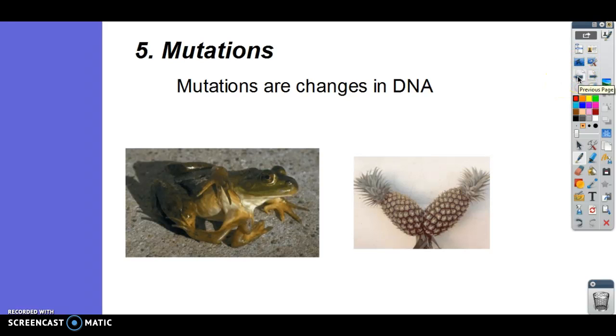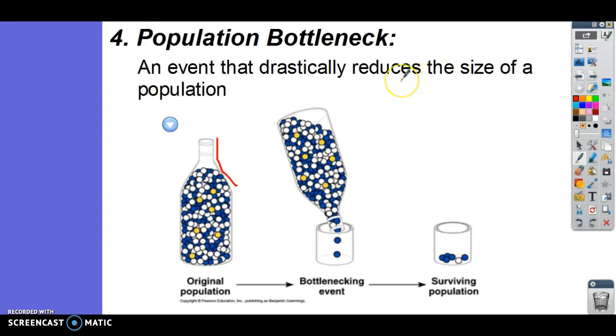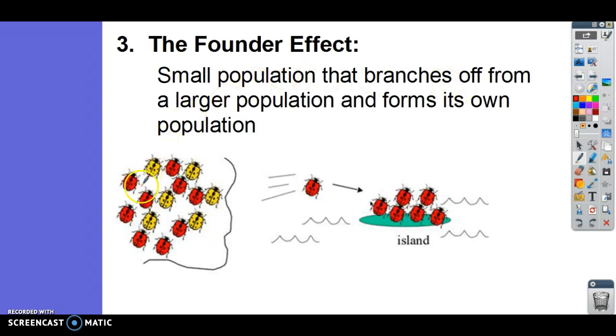But just to recap, five ways that we can cause microevolution to happen: mutations. Okay. A natural disaster kills off the population in a bottleneck. So, like a fire or a hurricane. Founder effect. Some individuals decide, hey, I'm angry with you guys. I'm going to go start my own population. Do they have to be angry? No. They're just going to start their own population. Heck, maybe they even just got lost.